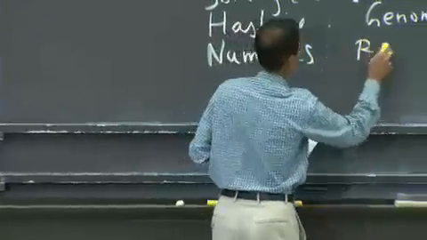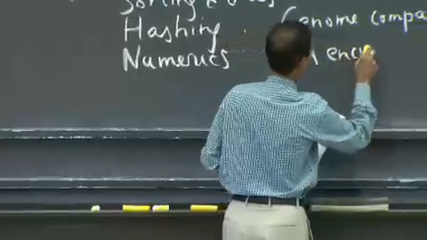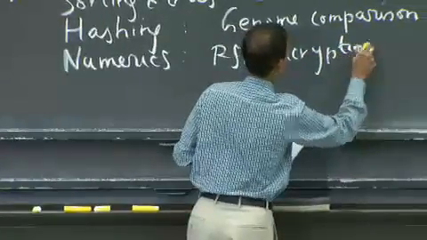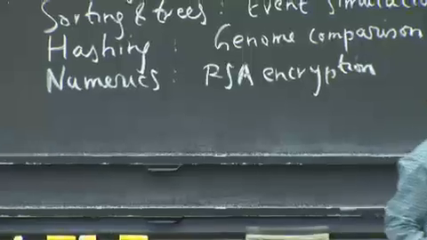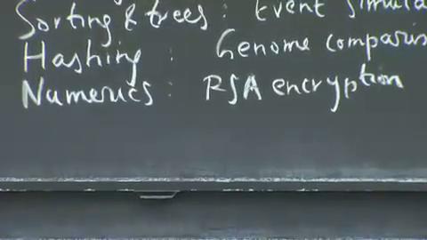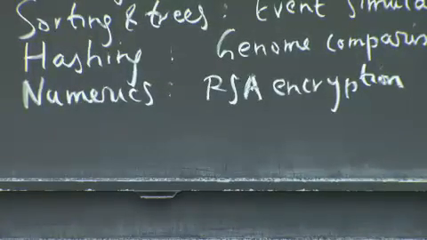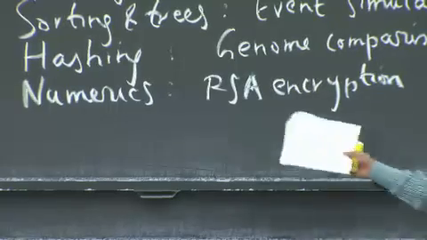We will talk about numerics. A lot of the time, we talk about such large numbers that 32 bits isn't enough, or 64 bits isn't enough to represent these numbers. These numbers have thousands of bits.